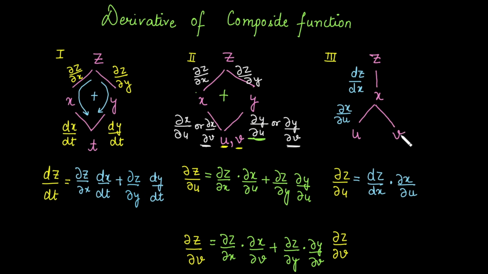Now, to find the derivative with respect to v, we will first take the derivative with respect to x, that is the dz by dx into partial derivative of x with respect to v. This is how we can write the derivative of a composite function, but this rule is called the chain rule.